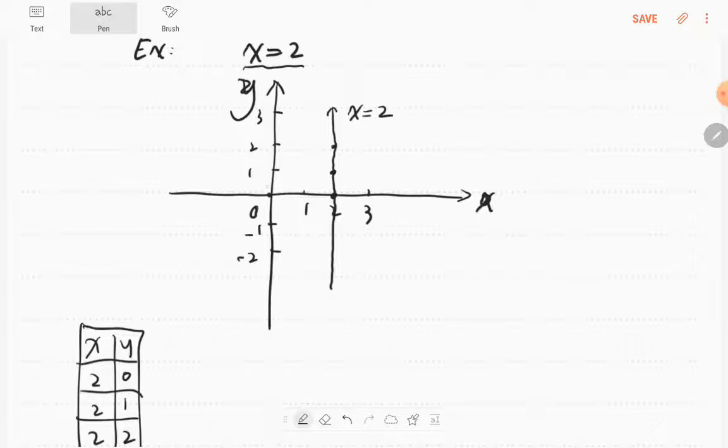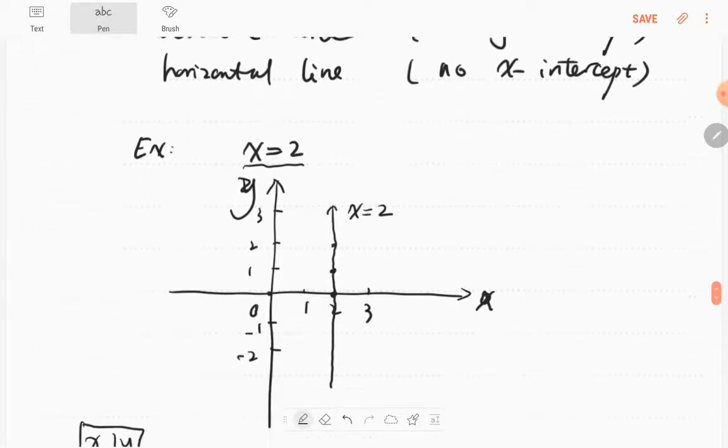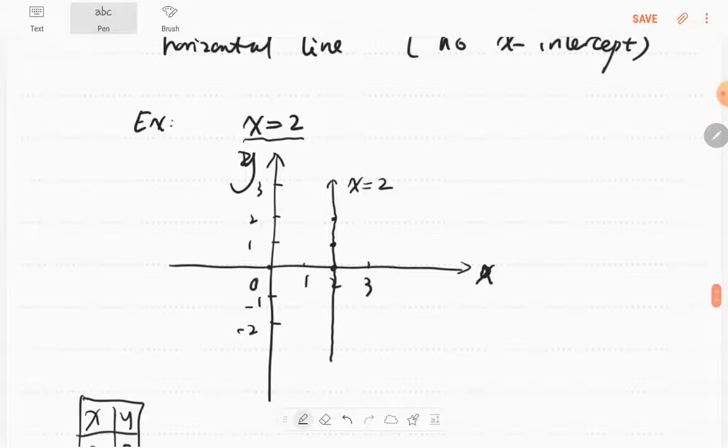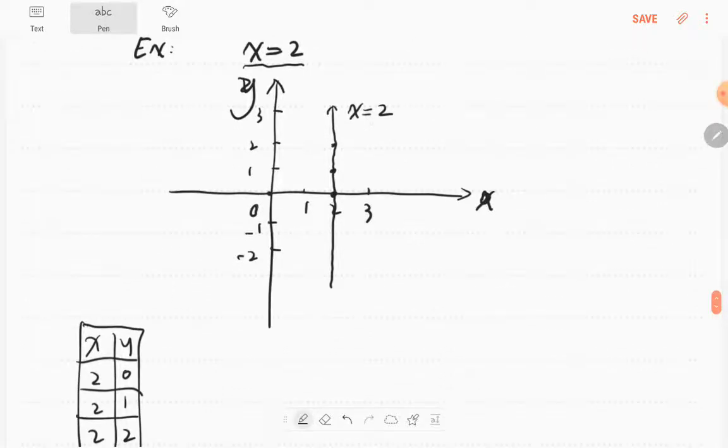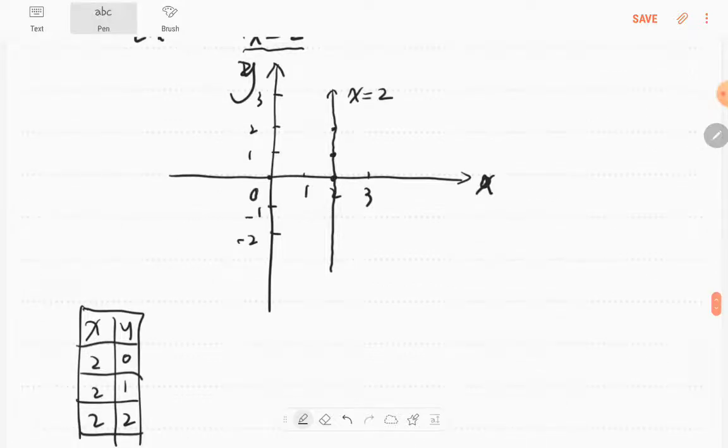It's parallel to the y-axis, so we will never get a y-intercept. We cannot find a point that crosses the y-axis because it's parallel to the y-axis. That's why we say no y-intercept, but it always has an x-intercept. So x equals 2, and the x-intercept will be (2, 0). So this point is the x-intercept.